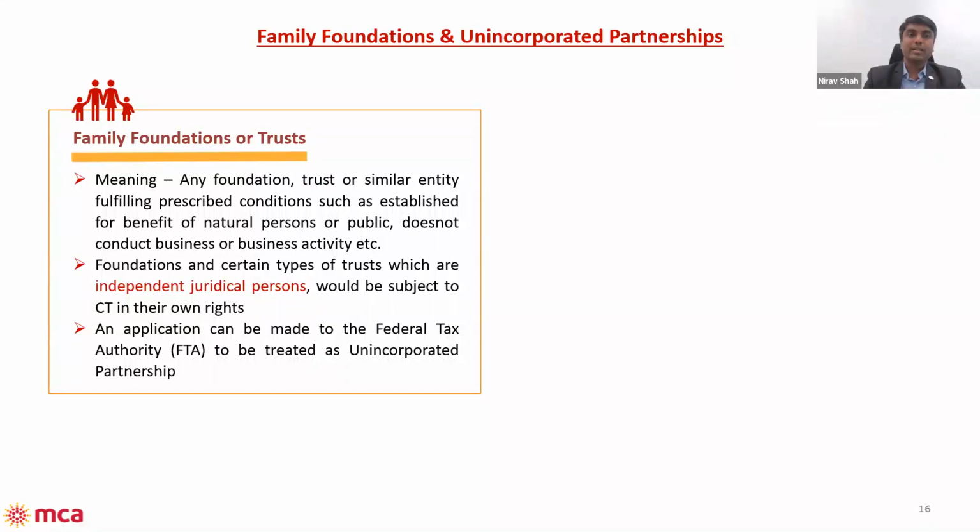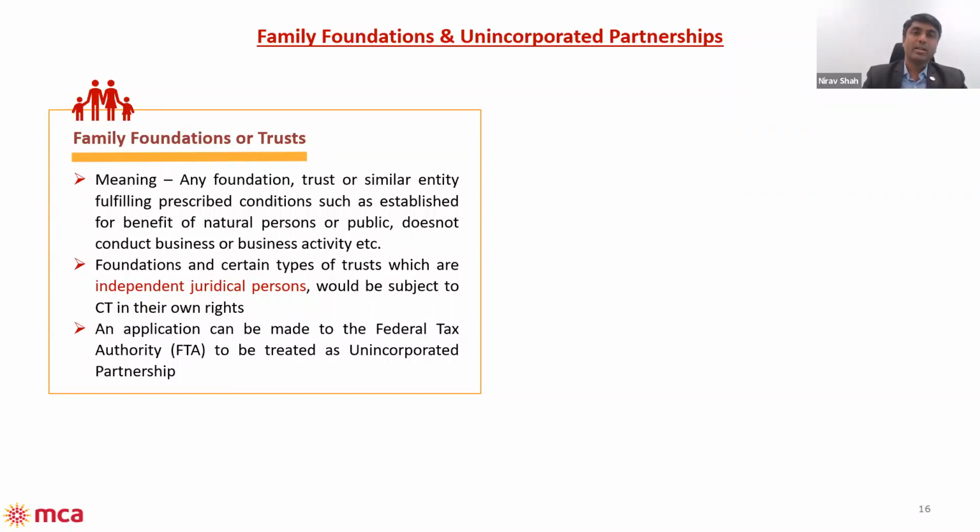If you are doing that, then you are a foundation or a trust which are recognized in the UAE. Ideally, if they are not doing a business activity, they may not be subject to UAE corporate tax law. However, certain trusts and foundations are independently incorporated. That's a separately formed trust or foundation. If that is the case, then it will be subject to tax independently at trust level or foundation level.